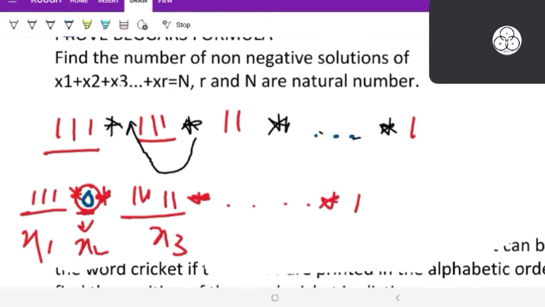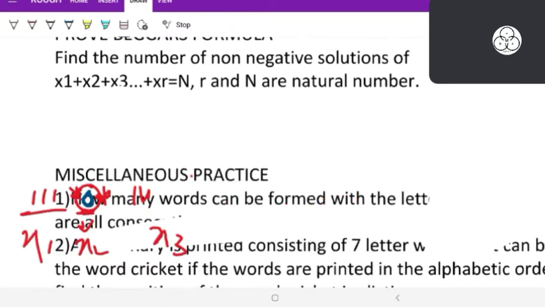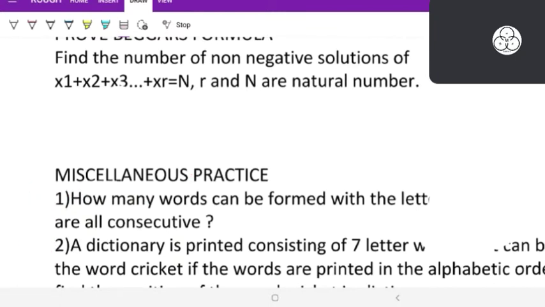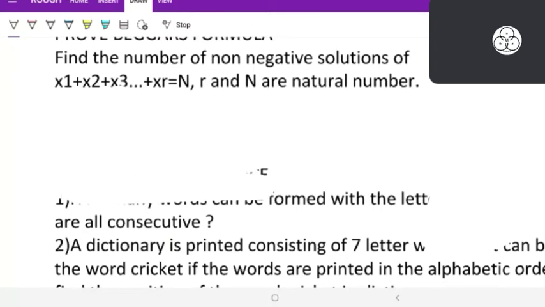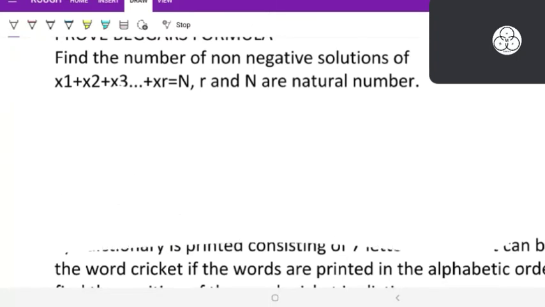So this arrangement of stars and ones is giving us the number of solutions. This is clearly visualized now. There are no more doubts. How many arrangements are there? We will use permutation with repetition.